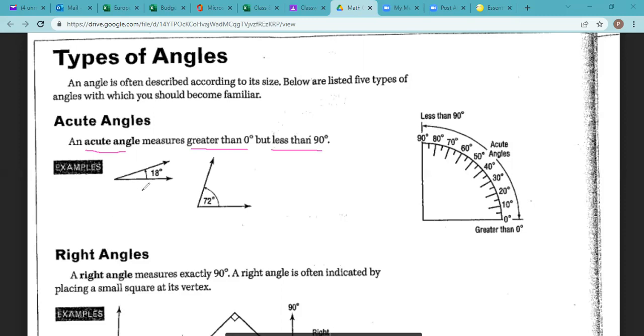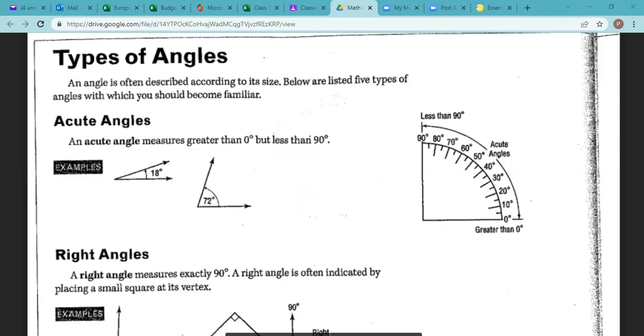All right. So if you had, let's say, 18 degrees, that's going to be an acute angle. If you have 72 degrees, that is an acute angle. If you even have 1 degree, that's an acute angle. Let's say you have 89 degrees. All right, 89 degrees, that is also considered an acute angle. So they're the smaller ones, okay? Less than 90 degrees.